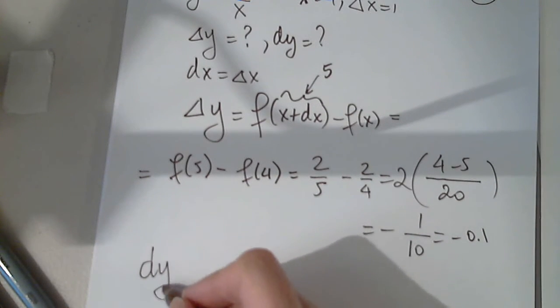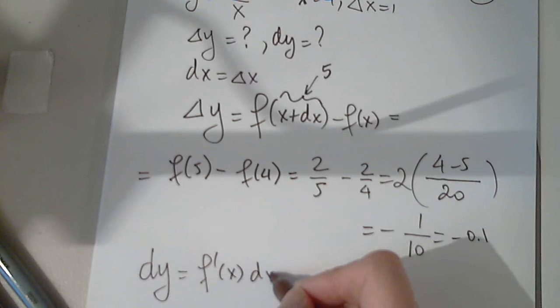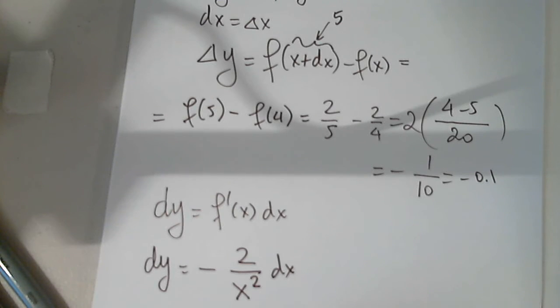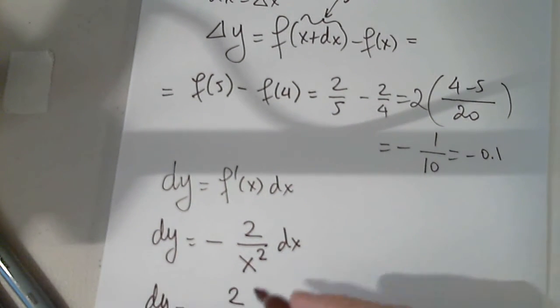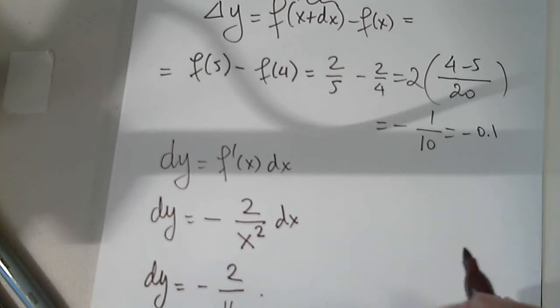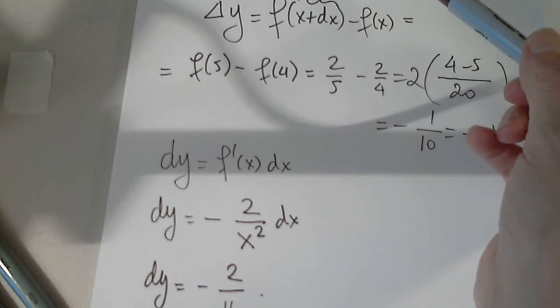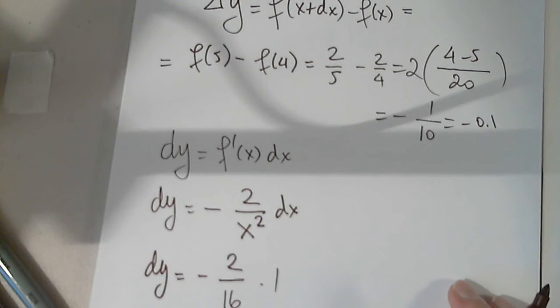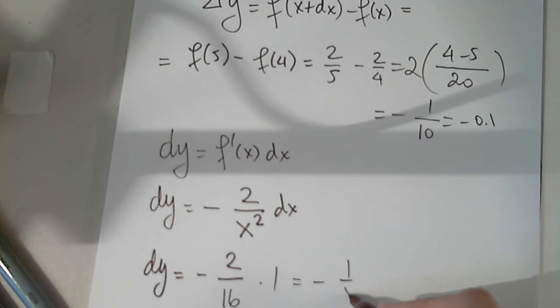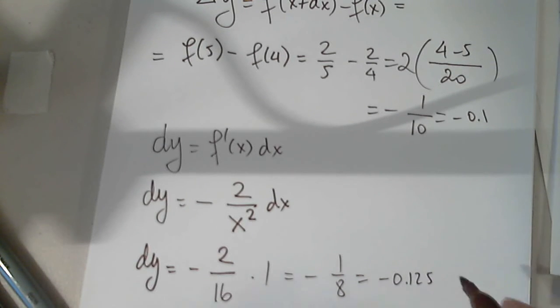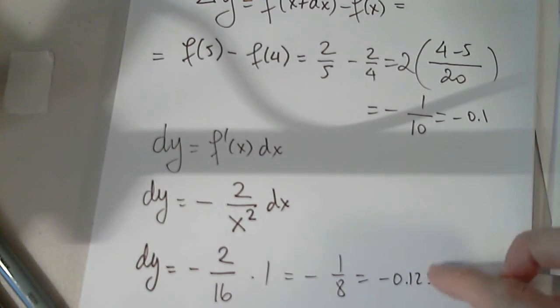Now they want us to find dy, which is f prime of x dx. So dy for our function 2 over x is negative 2 over x squared times dx. And now dy equals negative 2. X squared is 16, and dx is delta x, same thing, 1. Okay, so this is negative 1 over 8, or negative 0.125. Quite close, as expected.